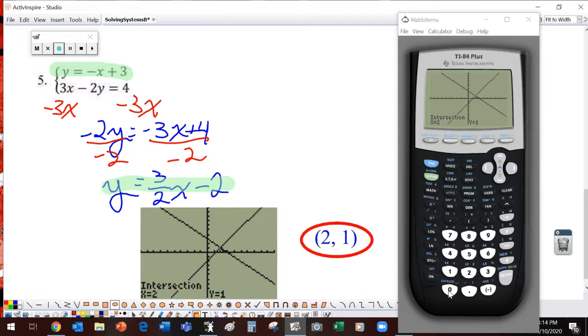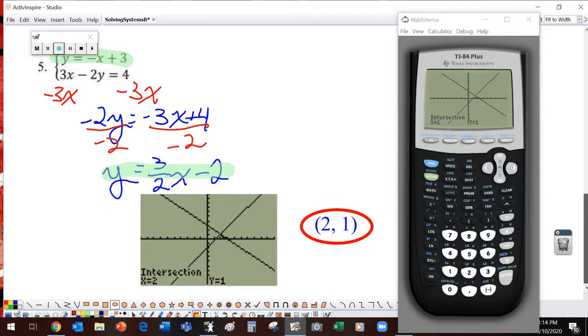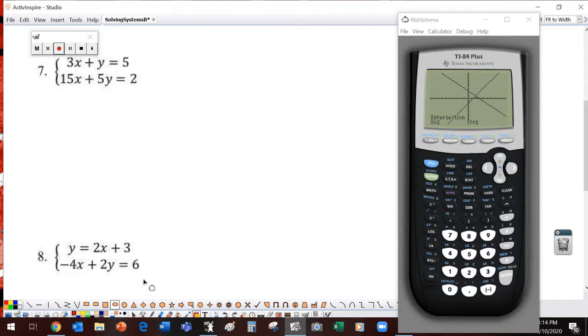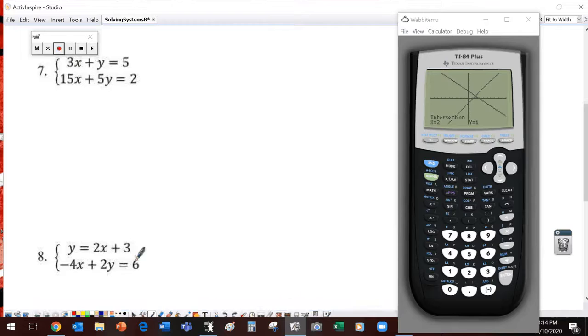Now, let's take a look at just a couple more and see what else can happen. Let's look at a couple of those special cases. So we'll go down here, number 7. On number 7, I have 3x plus y equals 5. Well, I definitely need to get that y all by itself. So the first thing that I'm going to do to get that y by itself is subtract 3x from both sides.